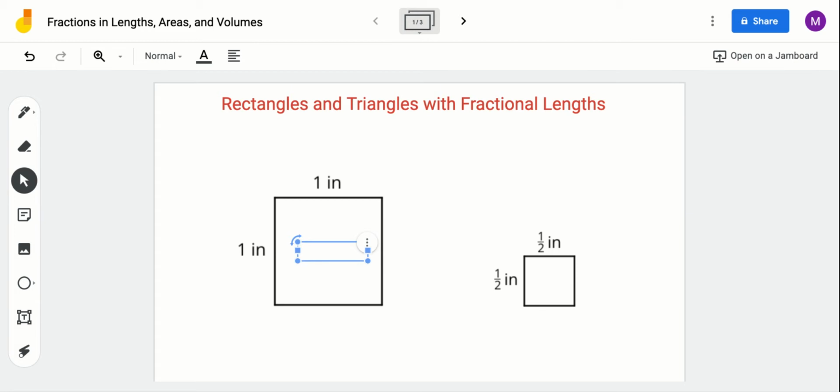So the area of this is 1 square inch. So to find the area of this little guy here, we multiply the two adjacent sides. 1/2 inch times 1/2 inch equals 1/4 square inch.